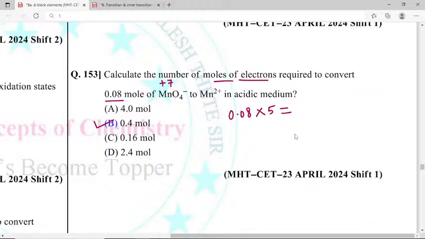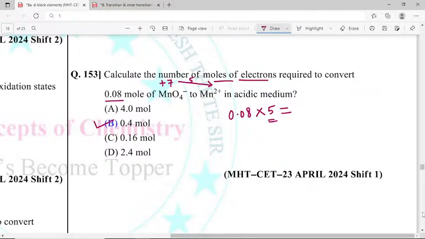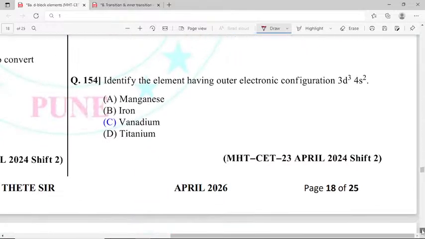The change in oxidation state is plus 7 to plus 2, so this is a change of 5. How much change here? 5. That's why I am multiplying by 5. And this is 0.08 mole, so 0.08 mole multiplied by the change in oxidation state, 5.